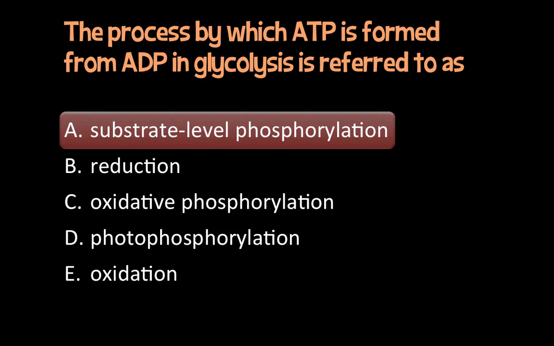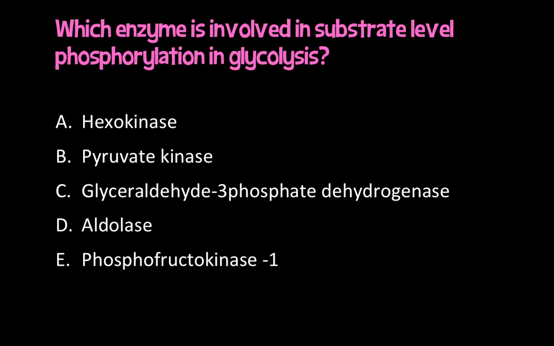And I will always tell you all, go and read up more about substrate level phosphorylation. You can check my YouTube videos, they have some information there as well. So the next question here now is, which enzyme is involved in substrate level phosphorylation in glycolysis? So think about it. Now there are actually two enzymes that are involved in substrate level phosphorylation in glycolysis. But looking at these options here, there's only one possible answer you could get. That answer is pyruvate kinase.